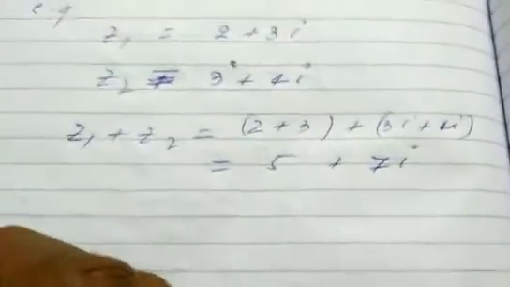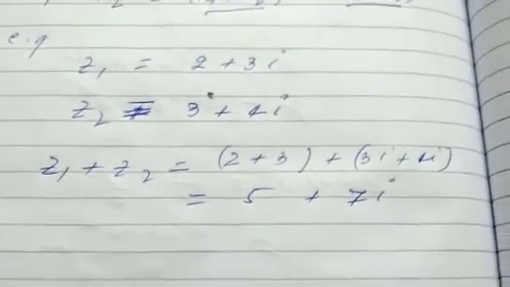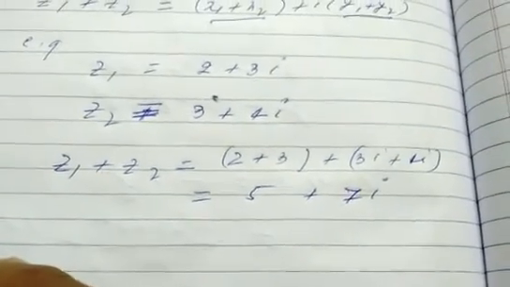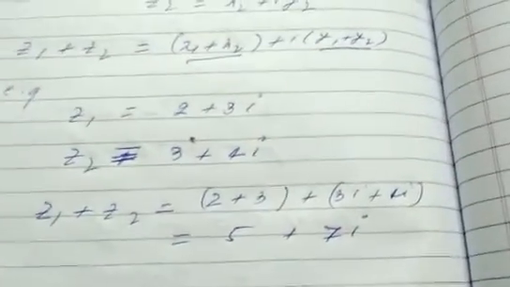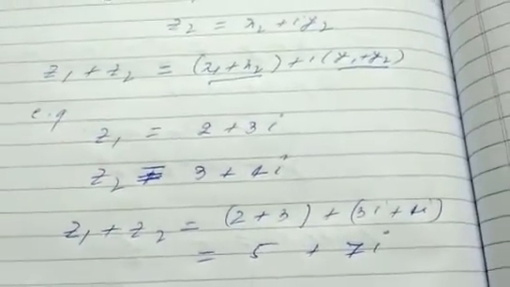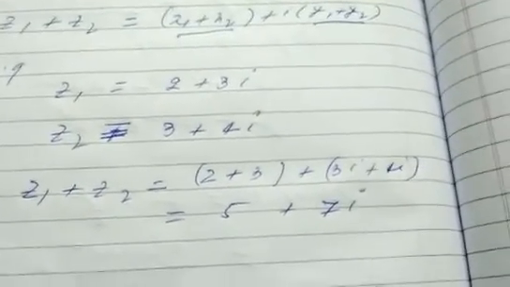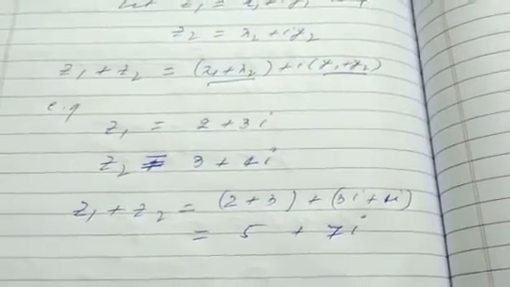In the same way we can go with subtraction. In subtraction, we'll subtract real from real and imaginary from imaginary. For multiplication, we'll go with a simple algebraic multiplication. And for division, we'll go with rationalization. But I'm not elaborating all these things today. I'm sticking to addition only.